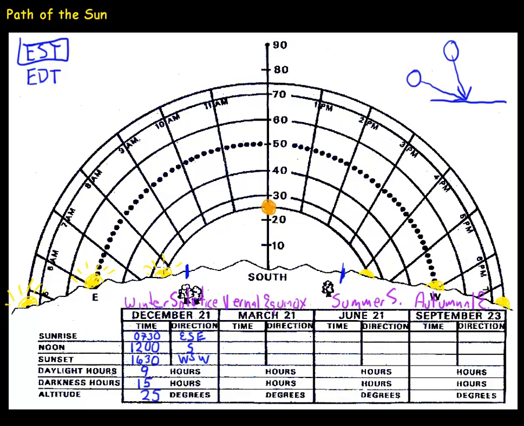Okay, we move over here about 3 months later, March 21st, maybe 22nd, and we get the sun rising directly out of the east. It's the only day, other than when we move over to this autumnal equinox, September 23rd, only 2 days that the sun really rises directly out of the east. What time? 0600.